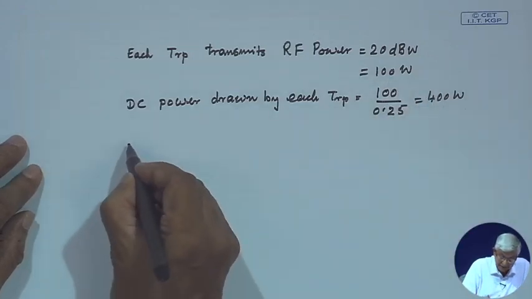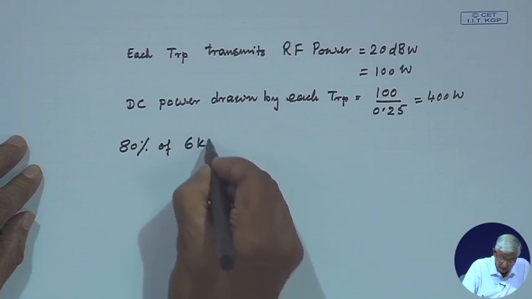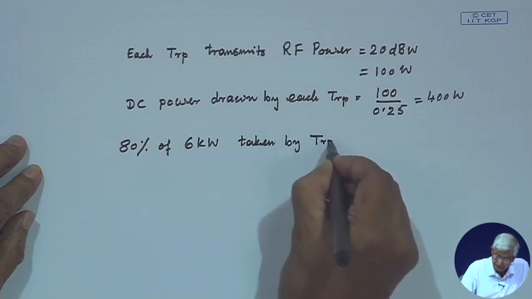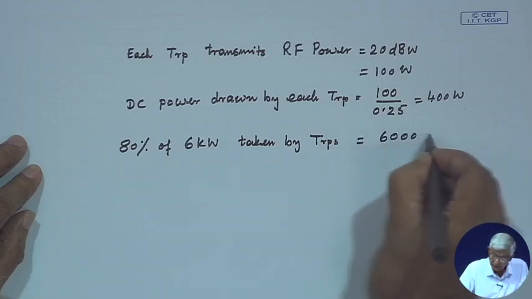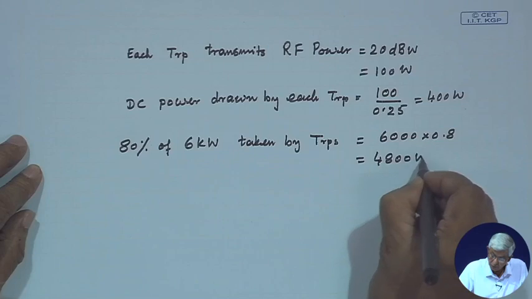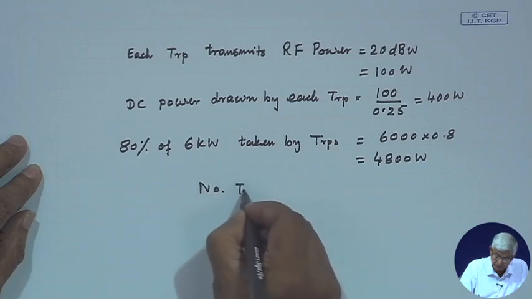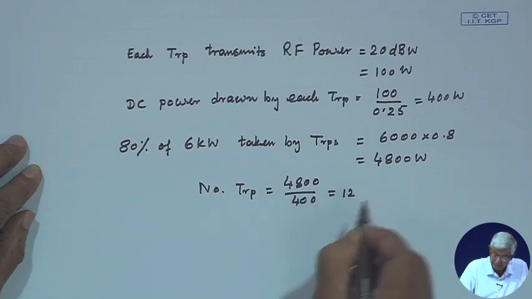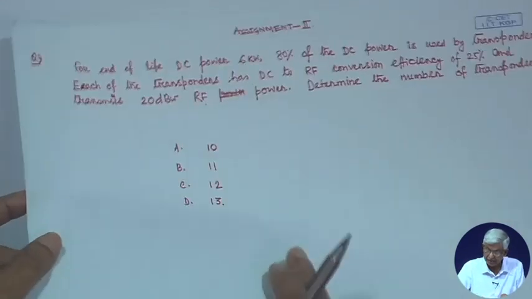Another piece of information given is that 80% of that 6 kilowatt is taken by the TRPs, all TRPs together. So, how much is that? 6 kilowatt multiplied by 0.8 is 4800 watt, taken by all the TRPs together. Each TRP is 400 watt. So, the number of transponders, that is TRPs, is 4800 by 400, which is equal to 12. Straightforward easy calculation, and you have options 10, 11, 12, 13. So, C is the correct option.